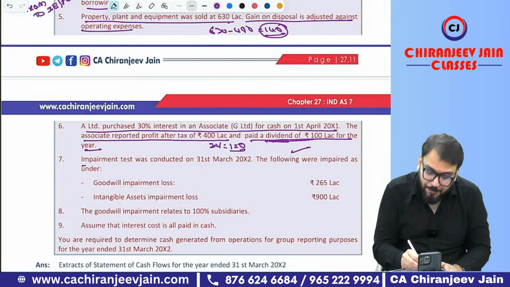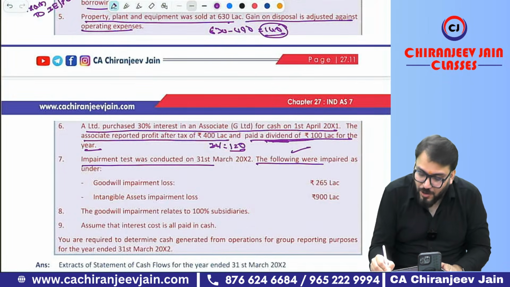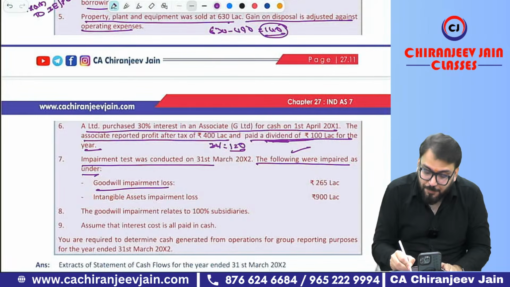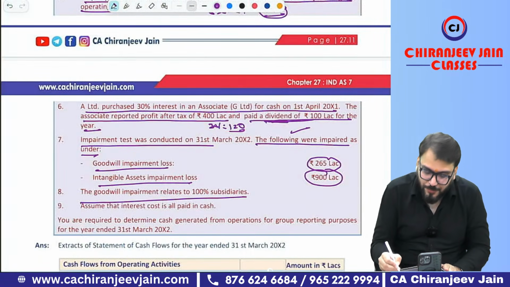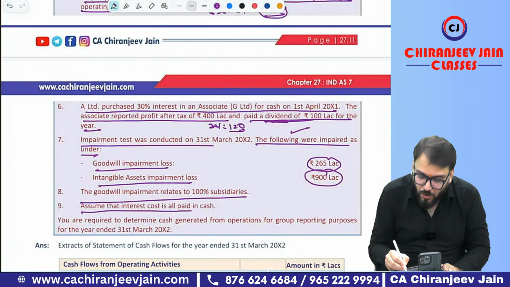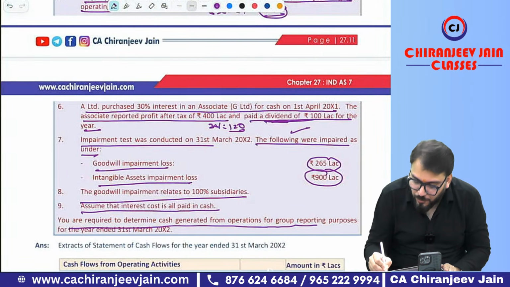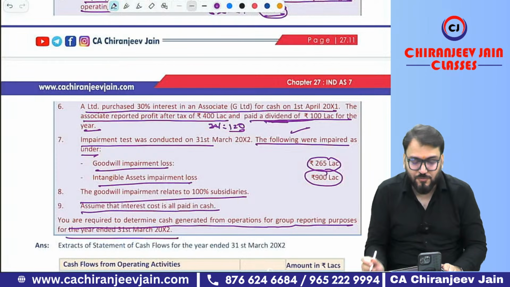Okay, sir. Impairment test was conducted. The following were impaired as under: goodwill impairment loss. Can I say non-cash? Intangible asset impairment loss, non-cash. The goodwill impairment loss relates to 100% subsidiary. Assume that interest cost is all paid in cash. You are required to determine cash generated from operations for group reporting purpose for the year ended 31st March 2002.